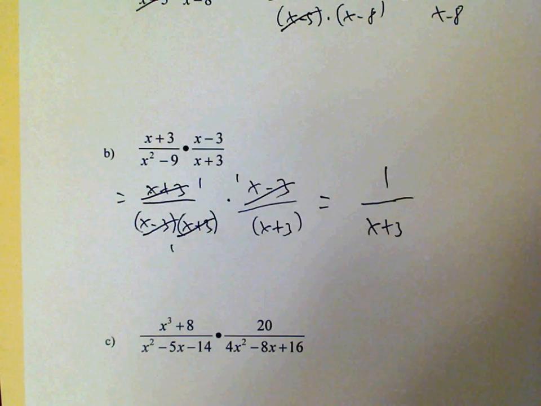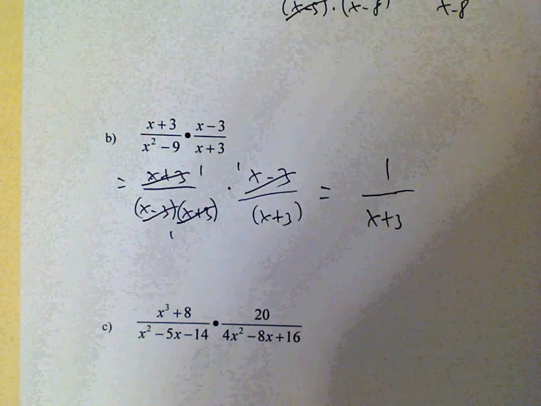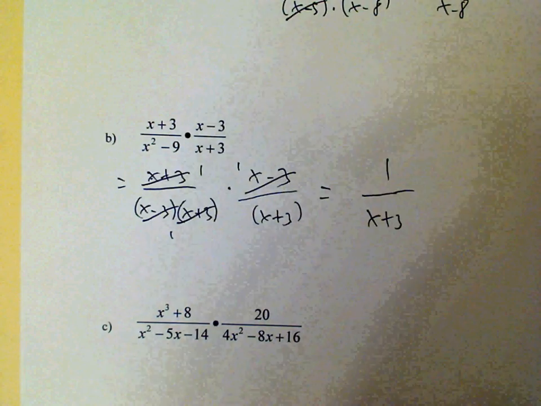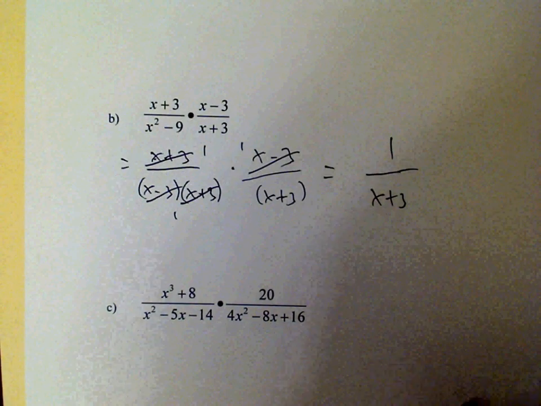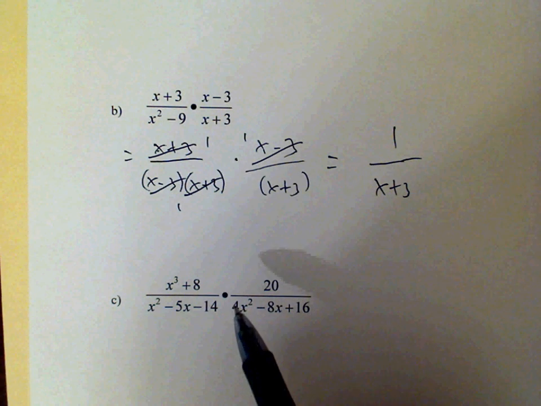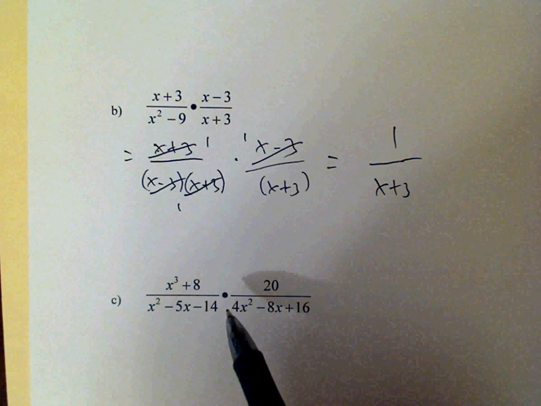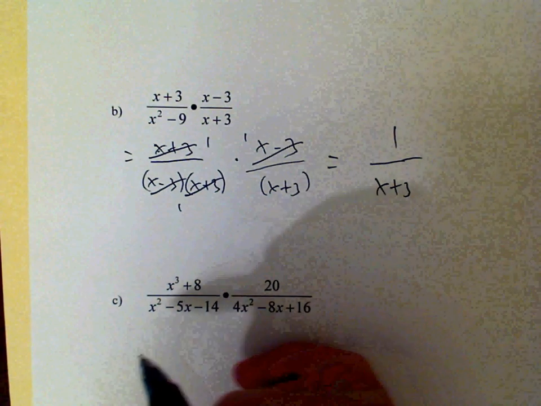Now look at question C. Question C could require a little bit of paper, so be prepared for this. But maybe not. Maybe it's not as bad as it may appear. Now if you look, we've got several expressions that need to be factored. And let's start factoring those.